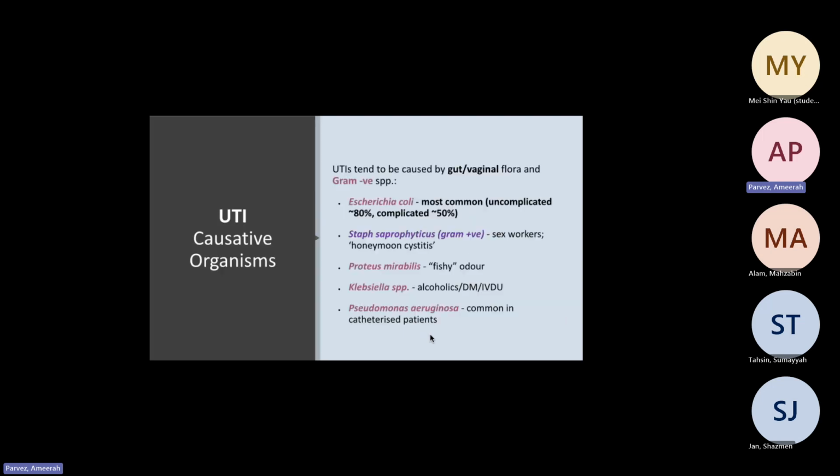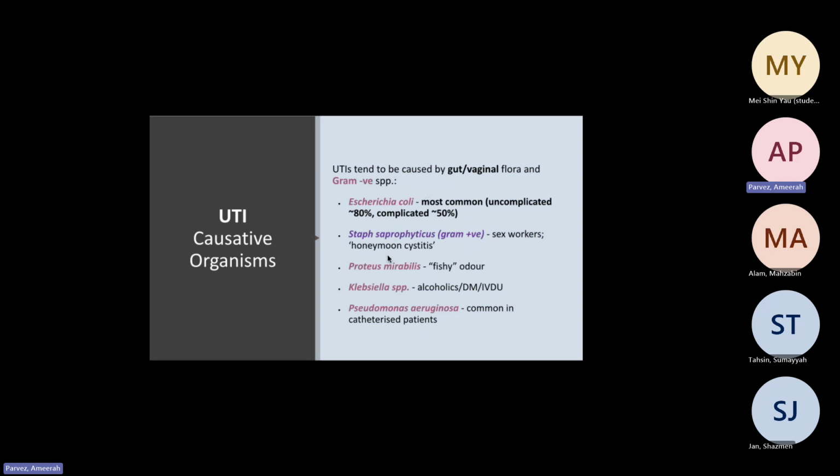So that being said, I'm now going to move on in terms of the actual causative organisms. So they tend to be caused by gut or vaginal flora and gram-negative species. So E. coli is by far the most common. It's about 80% in uncomplicated, whereas in complicated UTIs, it's a little lower. So other routes of infection can include also via the blood, but this is way less common.